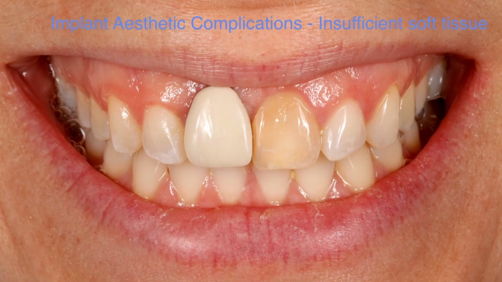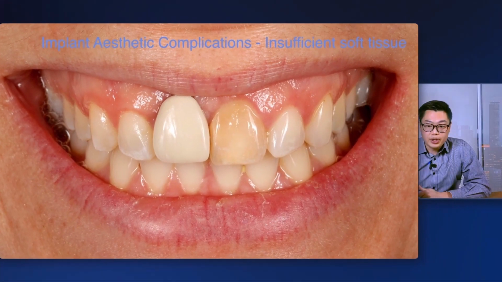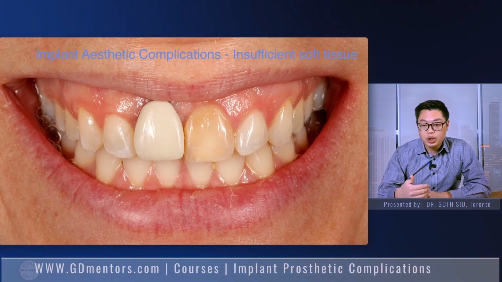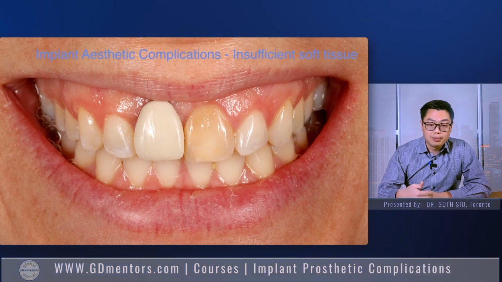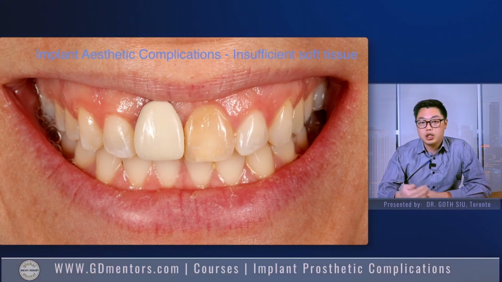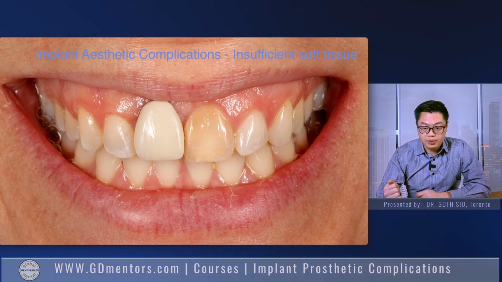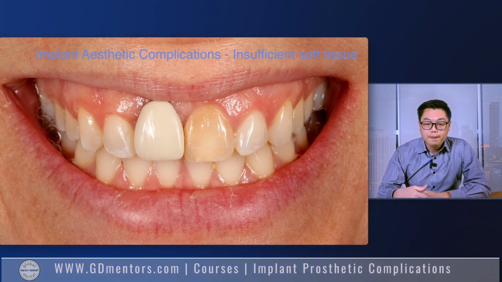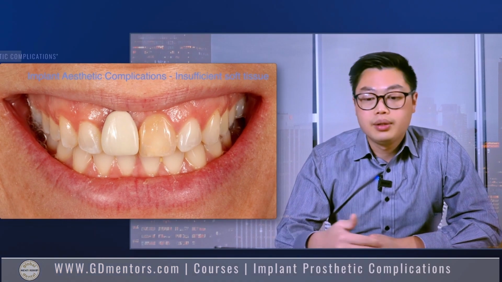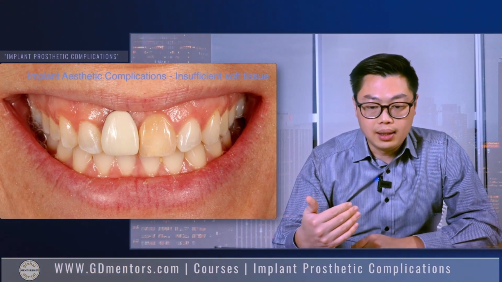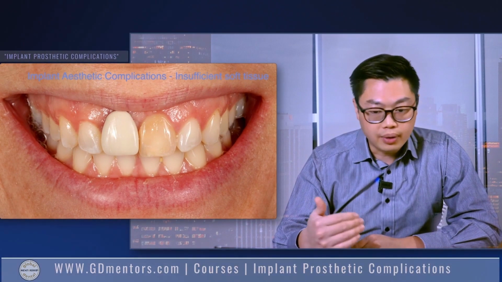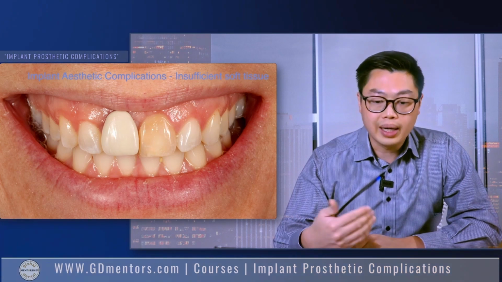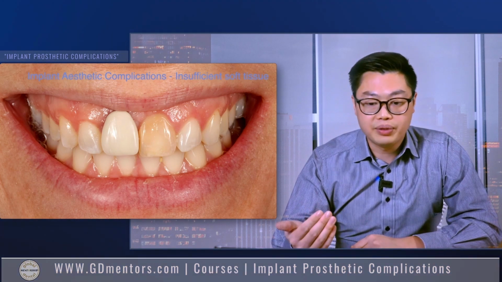Now, in a case like this, where the opposite is happening, where we have insufficient soft tissue, it's a much harder problem to fix, and it's a much more common situation that we see, especially with single tooth implants. For this patient, the patient was missing the right central incisor around 10-15 years ago. An implant was placed and a crown was fabricated.